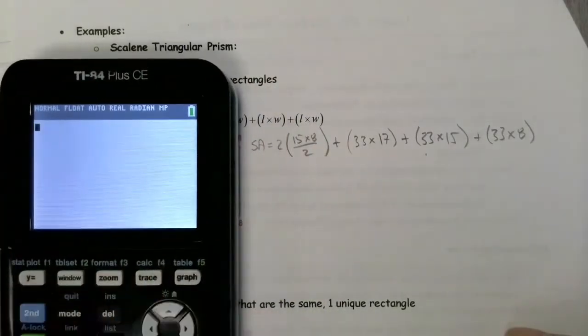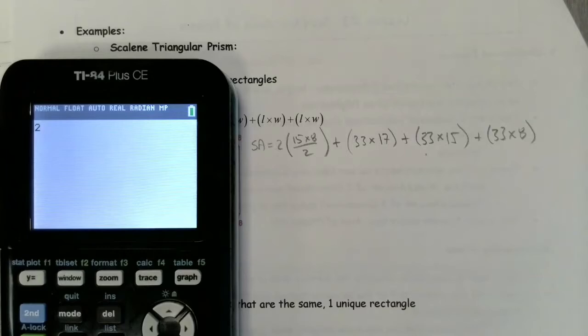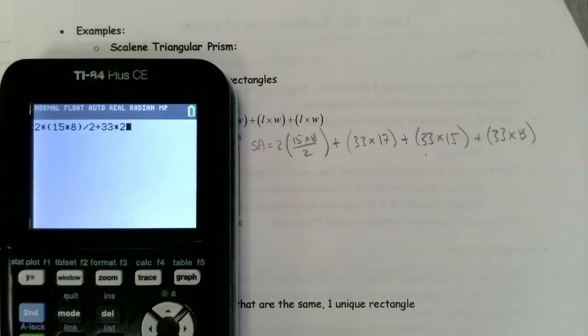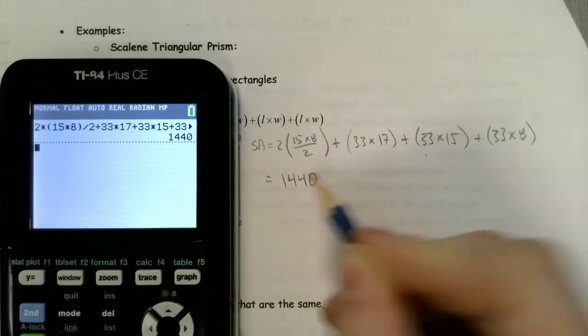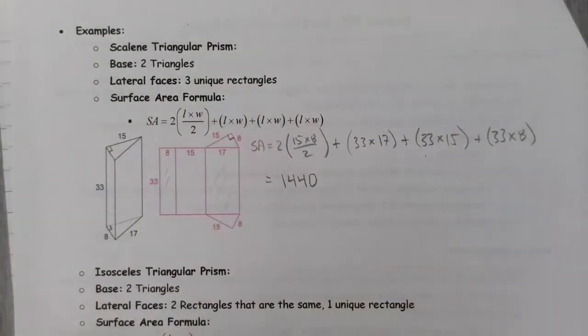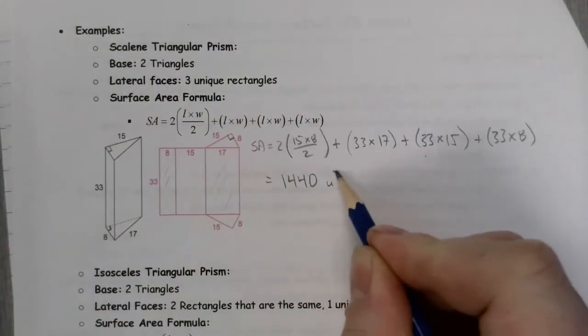So what I'm going to do here is go to my calculator and just plug this all in. So 2 times 15 times 8 divided by 2, plus 33 times, whoops, not 27, 17, plus 33 times 15 plus 33 times 8. And I get a surface area of 1,440. And we've got to just think here, what are the units? There's no units, so I'm just going to put units squared there.